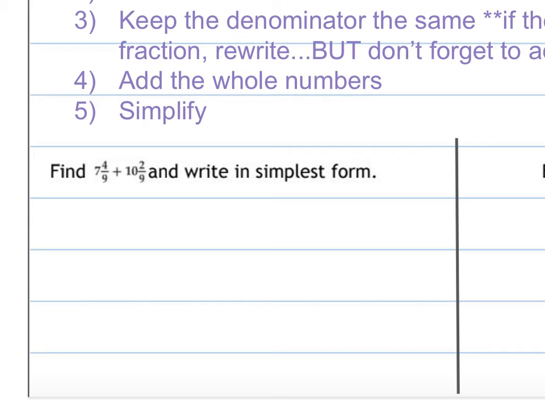So step 1 is making sure that our fractions have common denominators, which they already do. So now I can just add, I'm going to rewrite this here. So you can add the numerators together. So 4 plus 2 is 6. Keep the denominator the same. It's not an improper fraction, so I don't have to rewrite it.